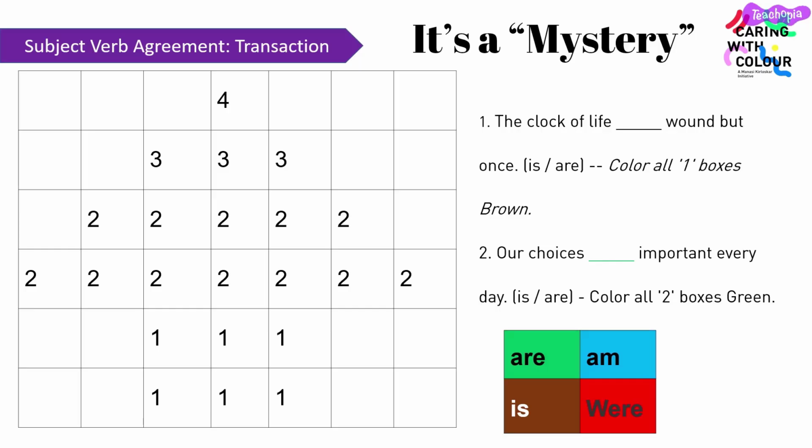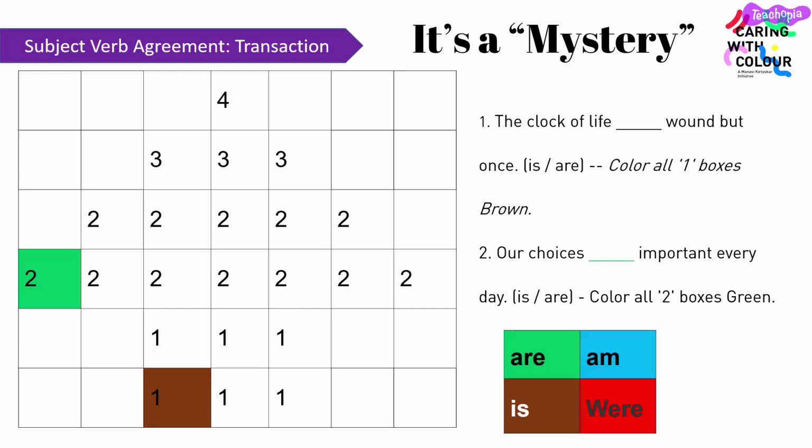And if the first answer is, let's color it brown, and simultaneously with the colors given in the boxes with the right answer. So let's look at the first answer. The clock of life dash owned but once. The clock of life is owned but once.